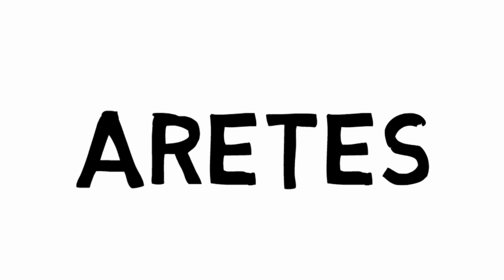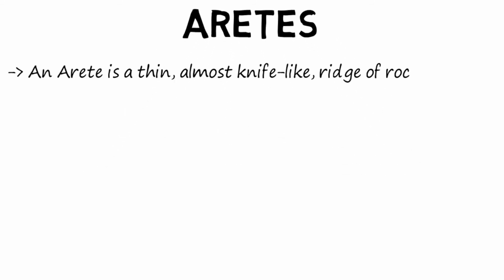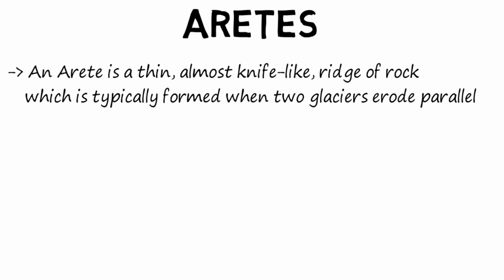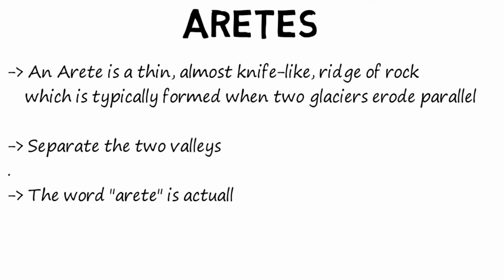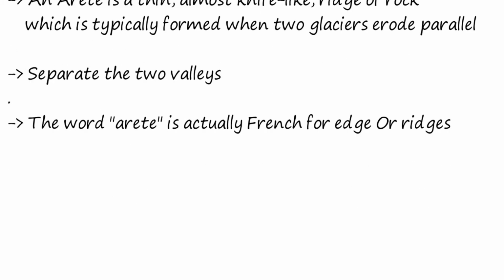Arêtes. An arête is a thin, almost knife-like ridge of rock which is typically formed when two glaciers erode parallel valleys and separate the two valleys. The word arête is actually French for edge or ridge.